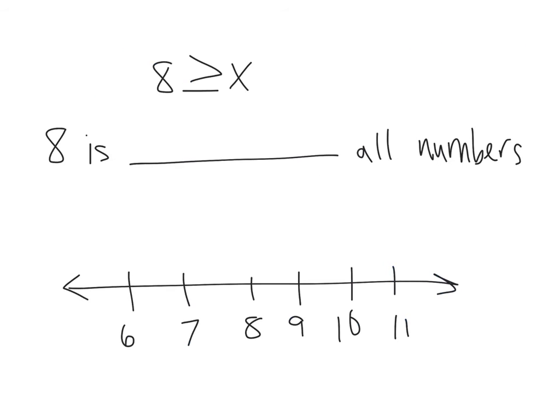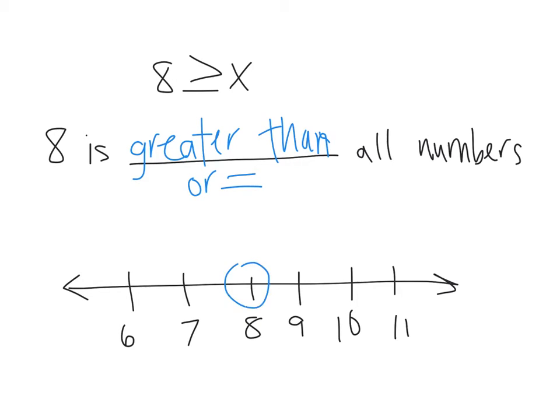Let's look at another. This says 8 is greater than or equal to all numbers. So we need all numbers where 8 is greater than that. So we'll be at 8. We have to decide if we're going to shade it or not. So we'll test out 8. Is 8 greater than or equal to 8? And the answer is yes, it has that equal to, so 8 is part of the solution.